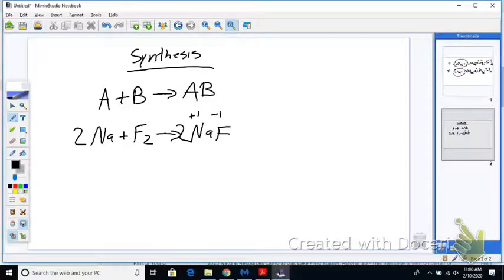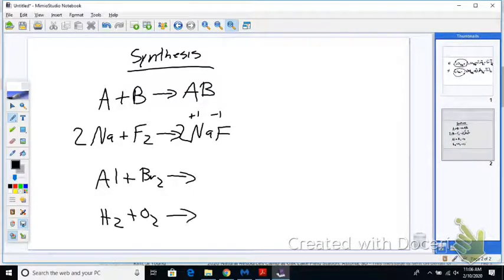I'll give you two in a row here. Okay, go ahead and do those two. These are synthesis. They're pretty easy to recognize.